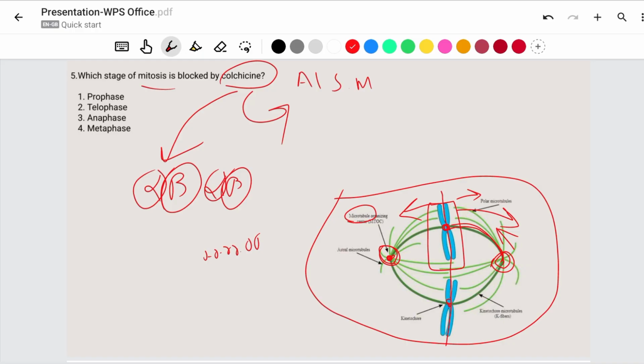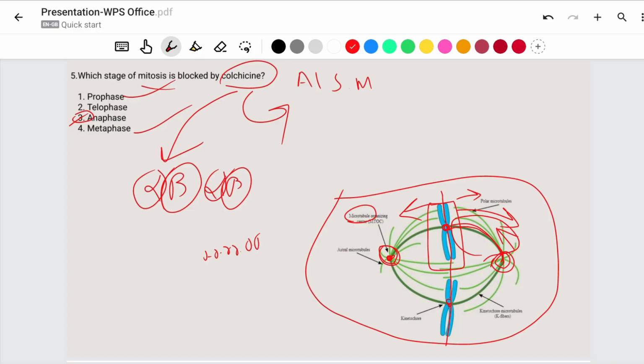The separation of the sister chromatids will not be happening. So prophase will happen, metaphase will happen, but the anaphase will not be happening. So the option is the third one. So here is where you can use the colchicine. In practical cases, the colchicine is used to stop the polymerization of the microtubules.